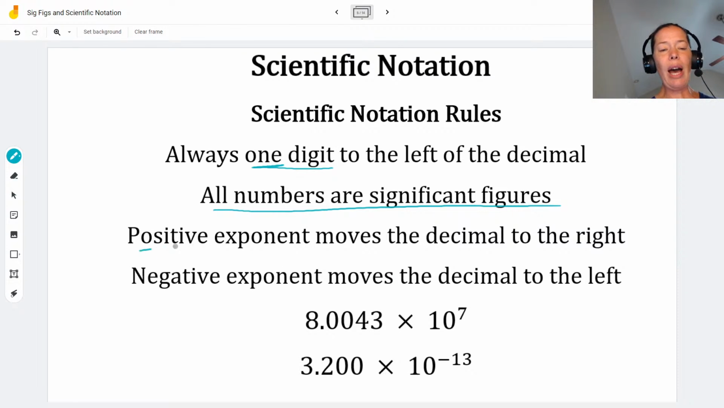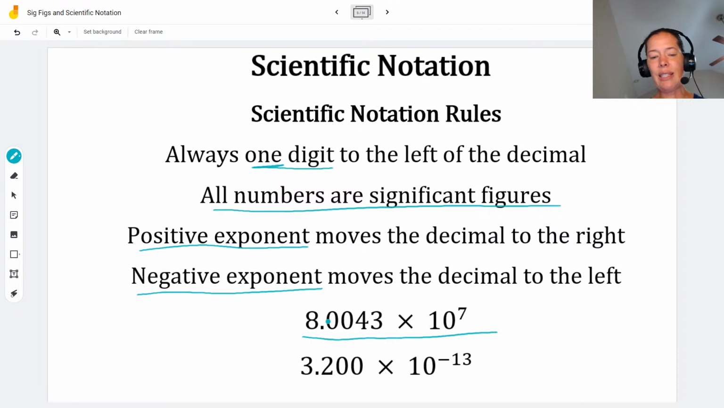Okay, if you have a positive exponent, this means you have a really big number. So it's going to move the decimal to the right, however many places you need to move to the right. And of course, the reverse is true. If you have a negative exponent, that means you have a very small number, and it does move the decimal to the left. So I just gave 2 examples here.